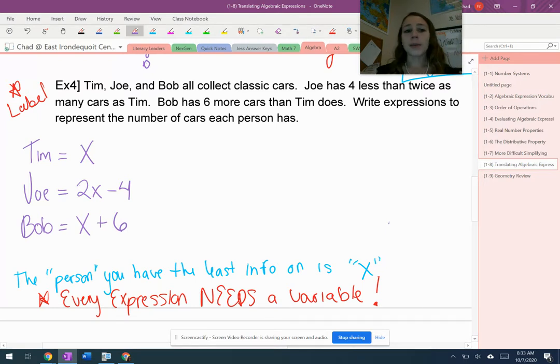In our next couple of units moving forward, you're going to have to not only create those expressions, but then also make an equation out of them and actually solve for X. So stuff to look forward to.